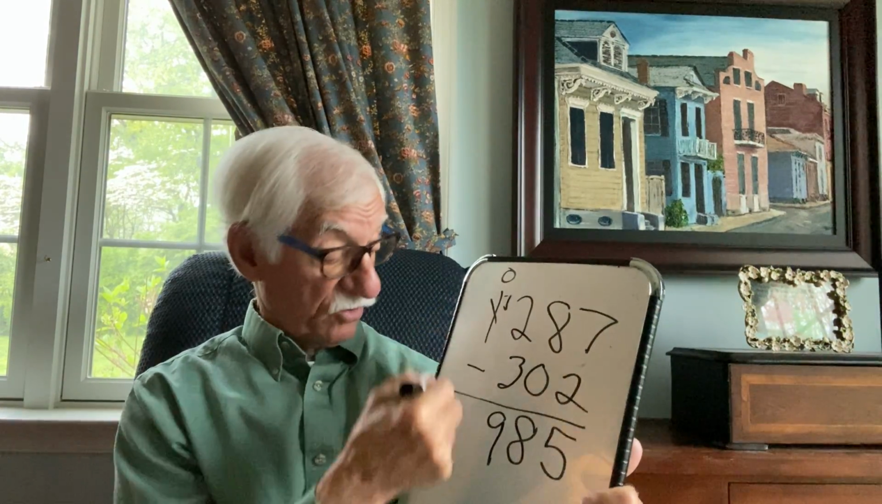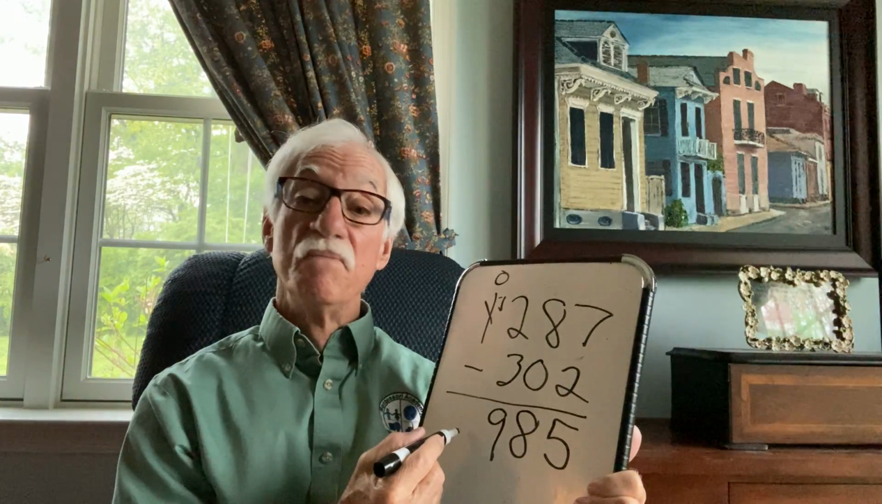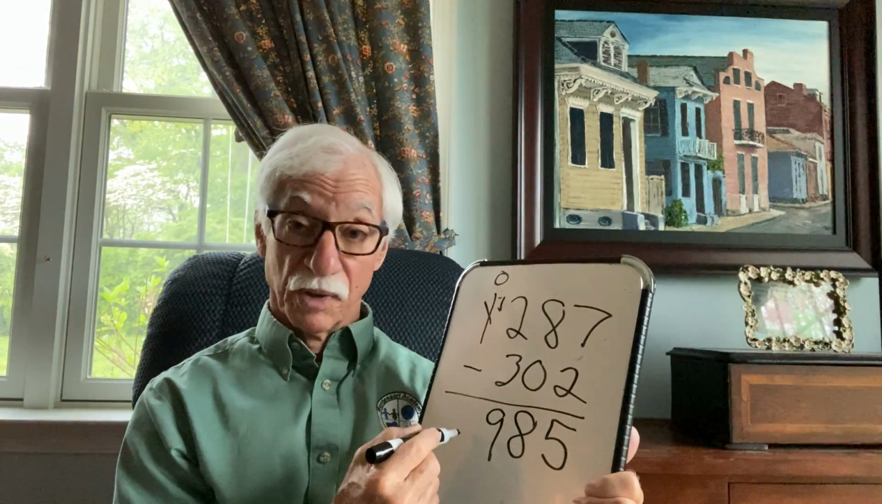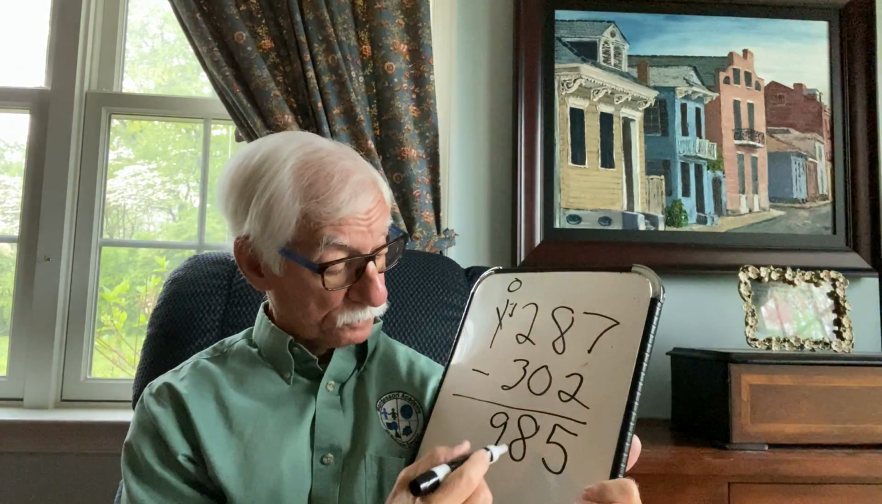So, and there's 0 there. Do I need to put that 0 there? No, it's the beginning of the number. We don't need a place value there.